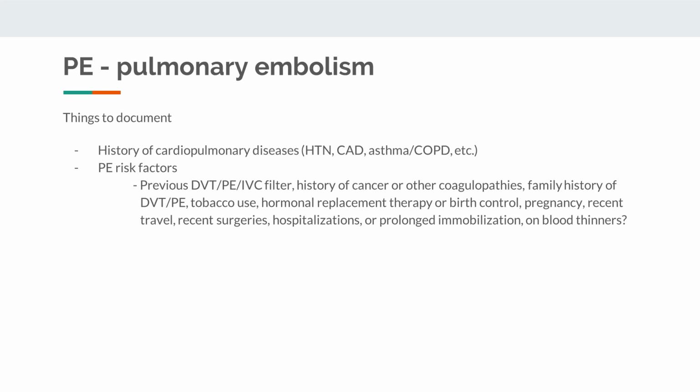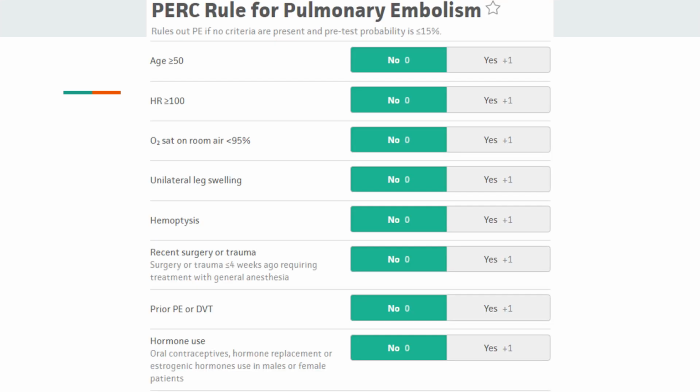Other risk factors include previous DVT or pulmonary embolism, history of cancers or other clotting diseases, family history of DVT or PE, and tobacco use, especially for females. So when a doc asks these questions, make sure to document all of them. If the patient is currently on a blood thinner, make sure to document that as well. Because we don't want to be CTing or ordering dimers on everyone with chest pain and shortness of breath, doctors like to use a risk stratification tool called the PERC rule.